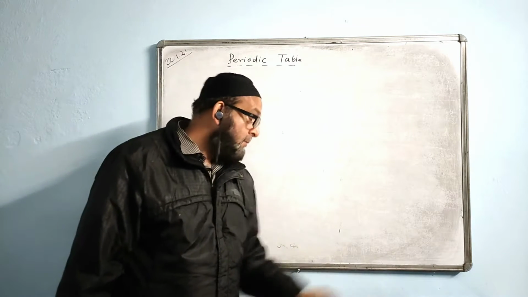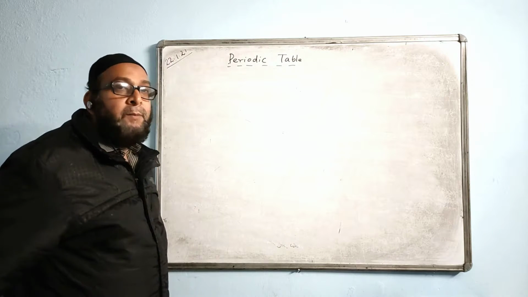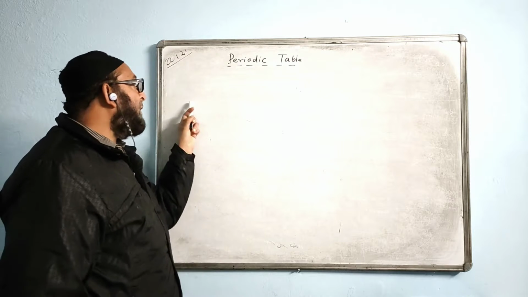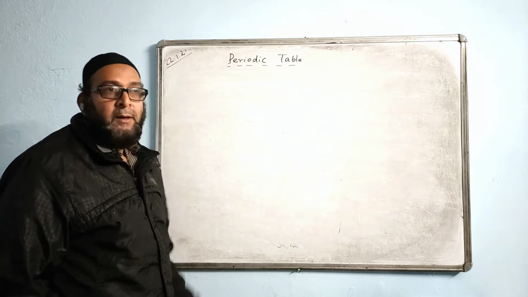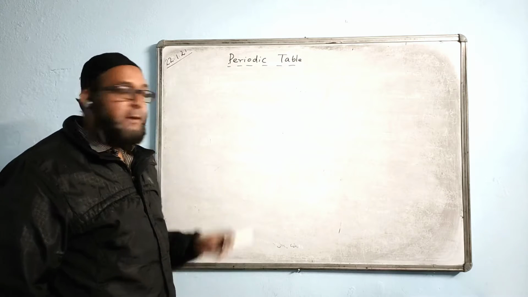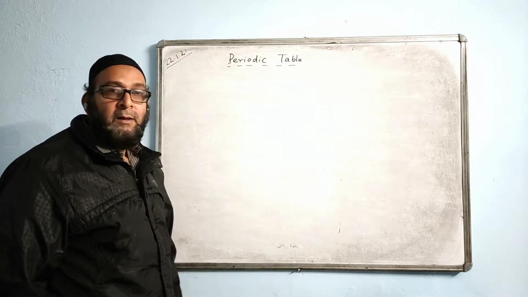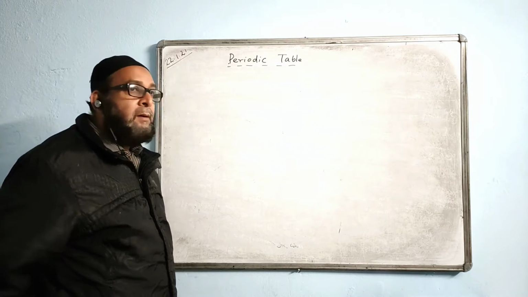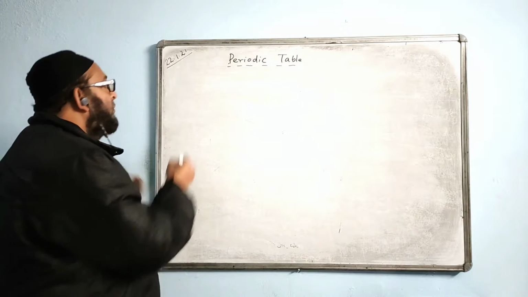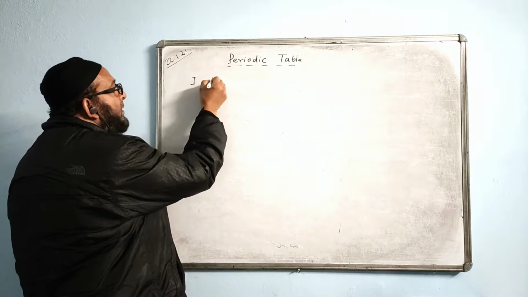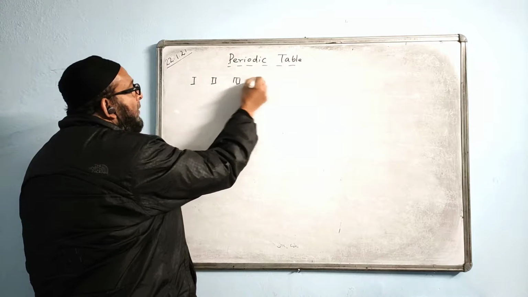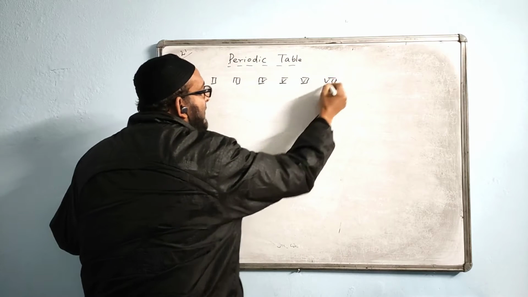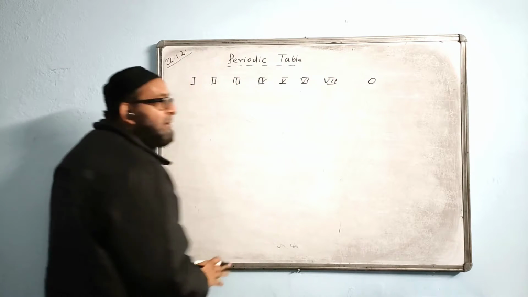Then, in the modern periodic table, as I told, there are 7 rows, 7 periods. Period 1 contains 2 elements, hydrogen and helium. Period 2 contains 8. Period 3 also contains 8 elements. And the rest of the periods contain 18 elements each. You should know what elements are present. I write groups 1, 2, 3, 4, 5, 6, 7, and 0.